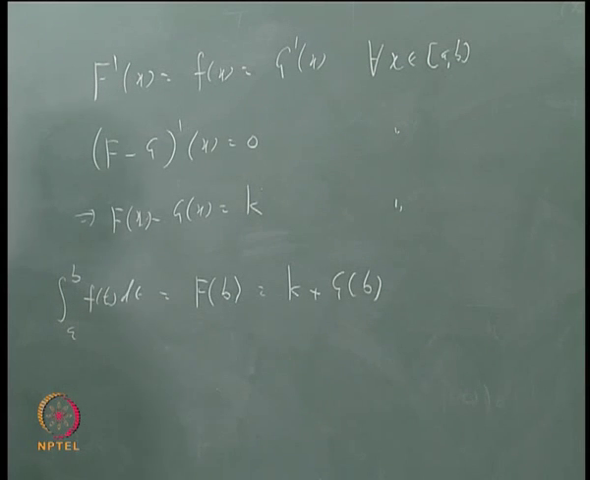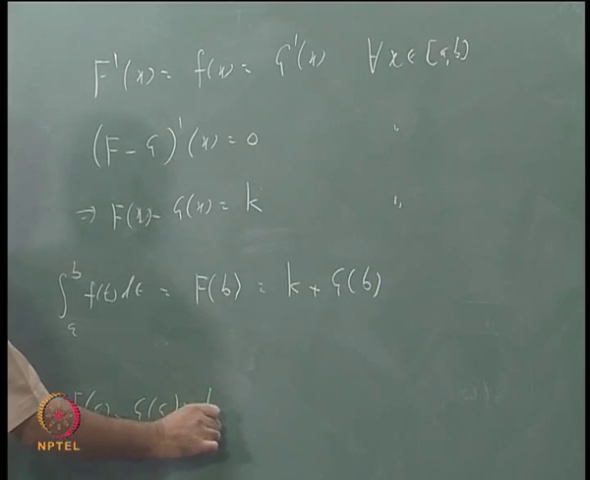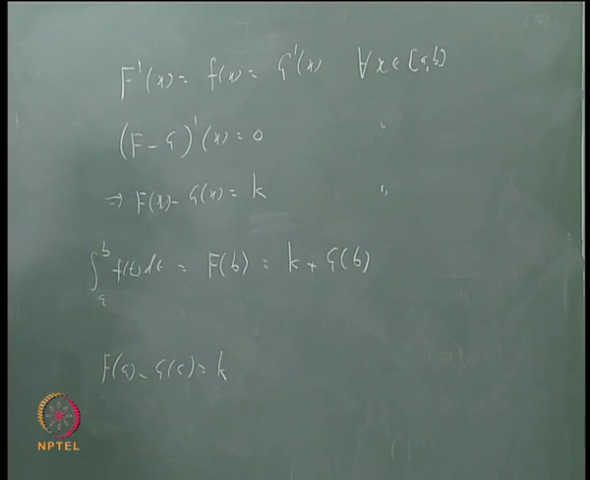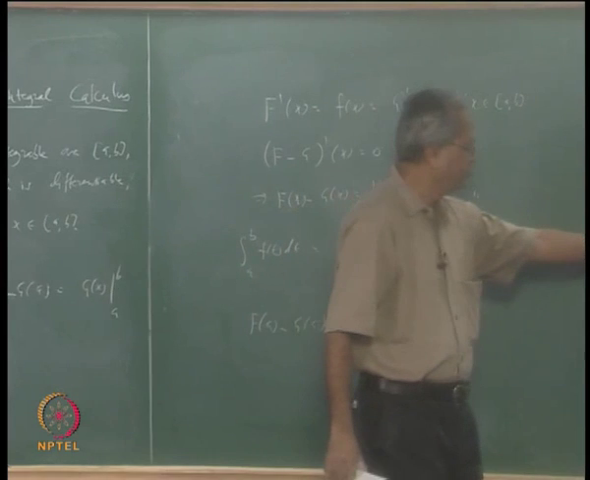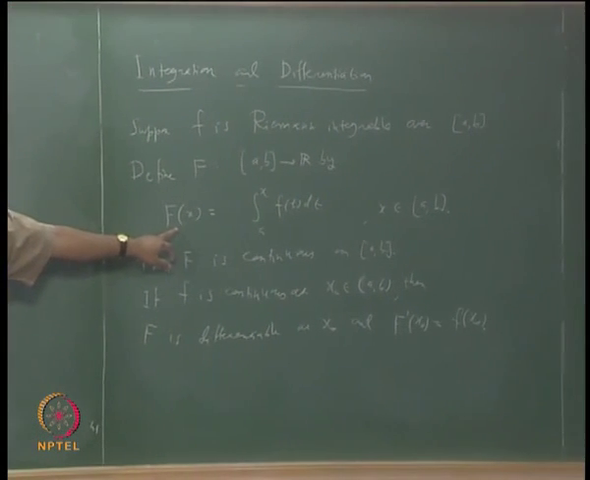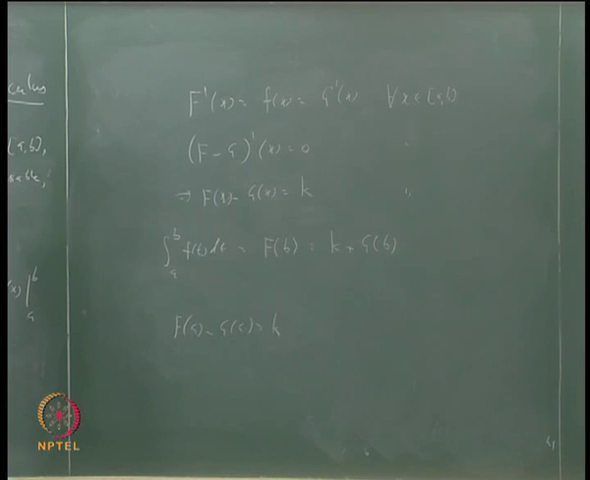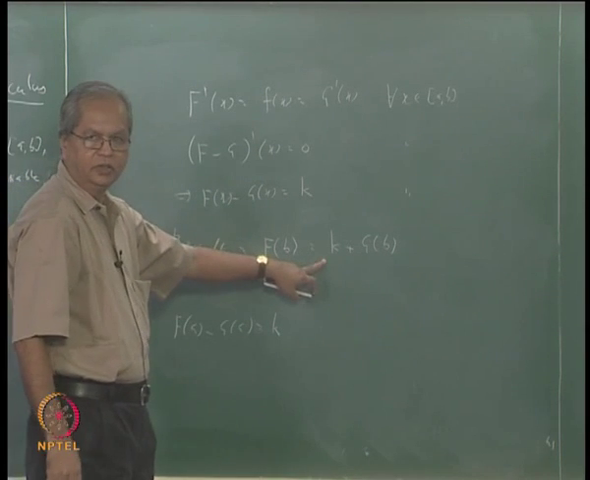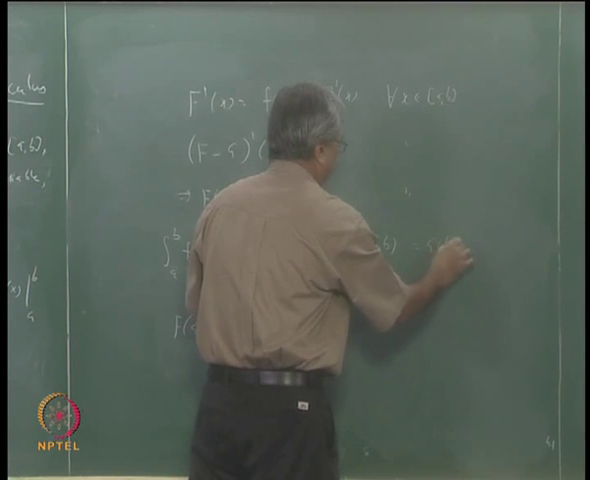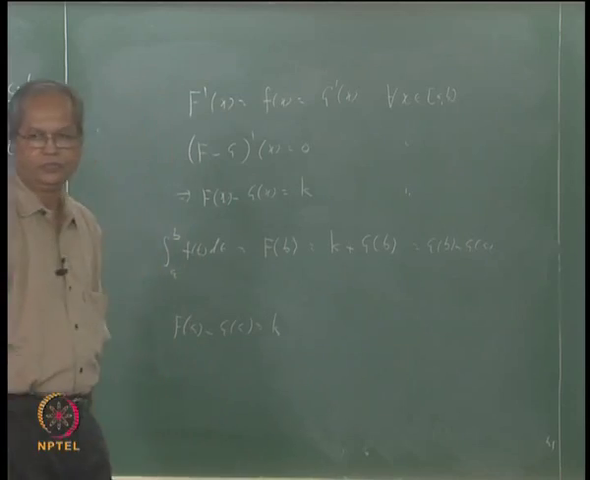To do that, you take x equal to a, so it will also give that F at a minus G at a is equal to k. But what we know is that F at a is 0. Look at the definition of F at a, it is the integral from a to a, that is how we started today's class. F at a is 0, which is the same as saying that k is equal to minus G(a). So you put it back here, you will get this as G(b) minus G(a).